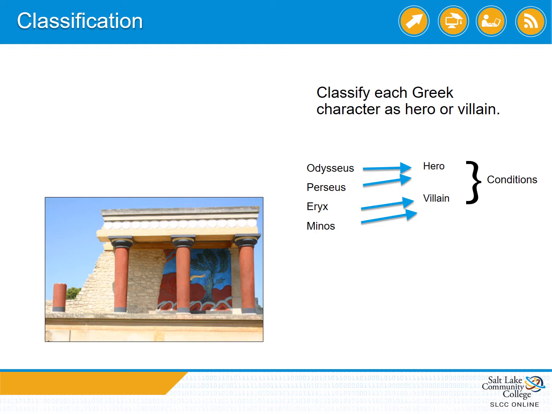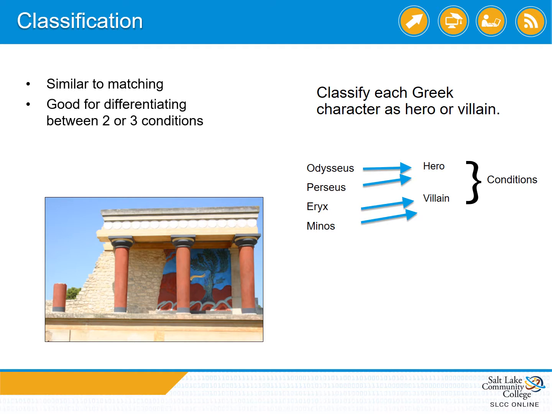Classification items are very similar to matching items. They have instructions, stems, and response options. Classification items are good for measuring the differentiation of two or more conditions. A key difference between classification items and matching items is that classification items typically do not have distractors, and the response options can be used more than once.